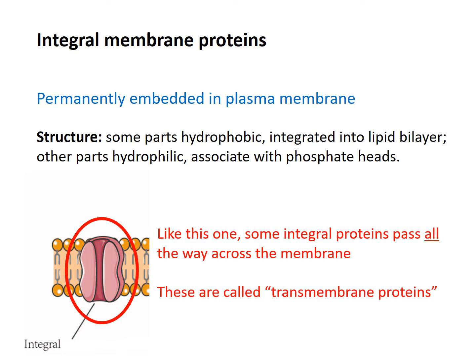Like this one in the image, some integral proteins pass all the way across the membrane from one side to the other. We call this type transmembrane proteins, but not all integral membrane proteins are transmembrane proteins. Some only go part of the way through the membrane.